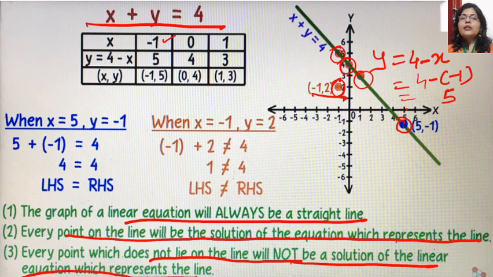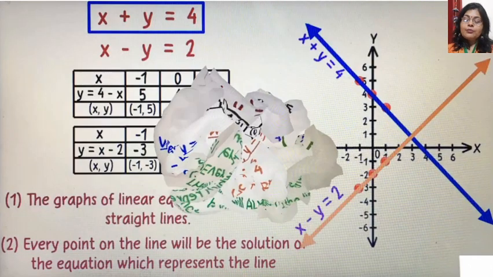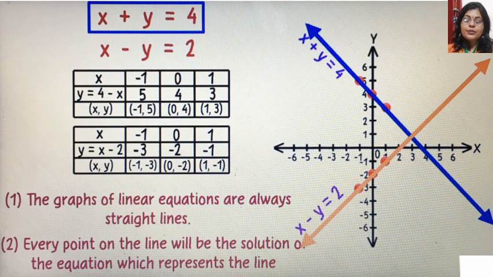So necessarily LHS should be equal to RHS, and then only it will be on the line. Now let us come to some other things related to this. Now instead of taking one line, we are taking two lines, two linear equations. One is, earlier we have taken, x plus y equal to 4 and the other is x minus y equal to 2. The coordinates of this equation we have found out previously.